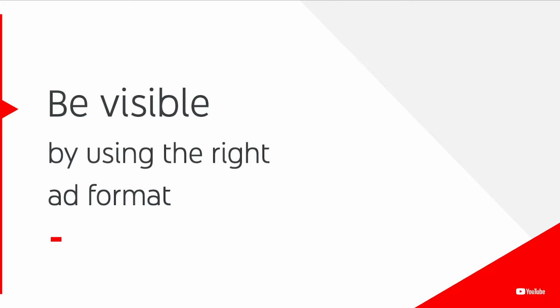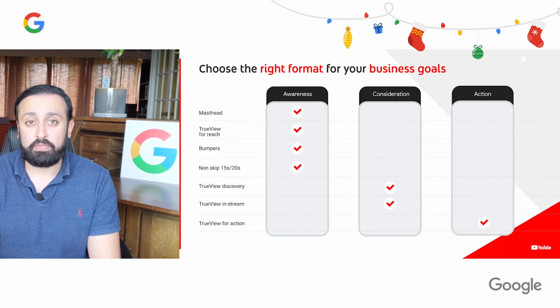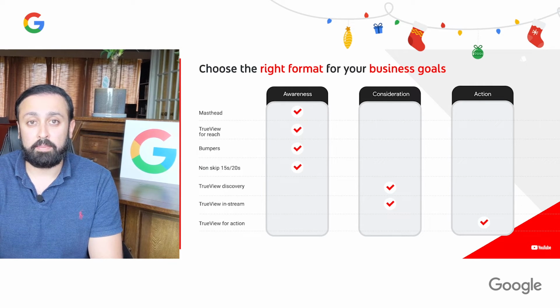After choosing the right audience, the next step would be choosing the right format. So what type of format are you going to use for a specific audience that you have selected for your own marketing objective? So again, I made it also very easy for you to decide based on your marketing objective what type of format to use for your specific campaign.